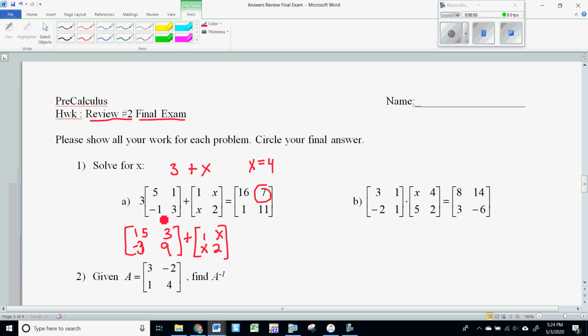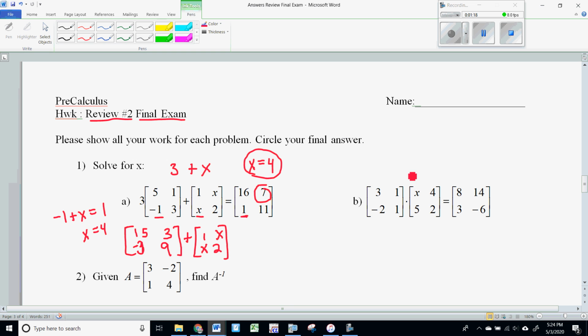Now if we look at the bottom here, we also have this -1 plus x, and that's going to give us this 1. So that also tells us that -1 plus x is equal to 1, and that also tells us x is equal to 4. So there's two different ways in this of getting our same answer.